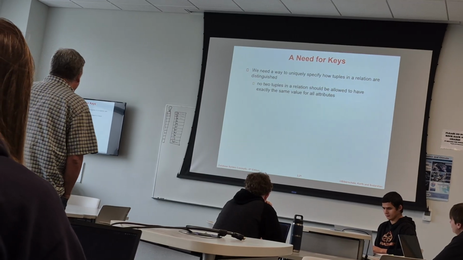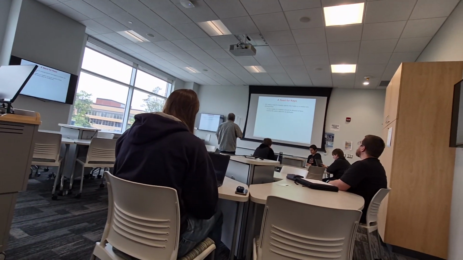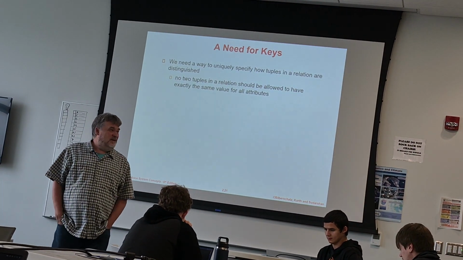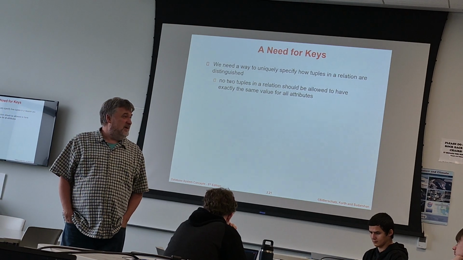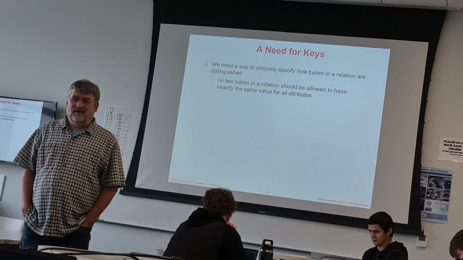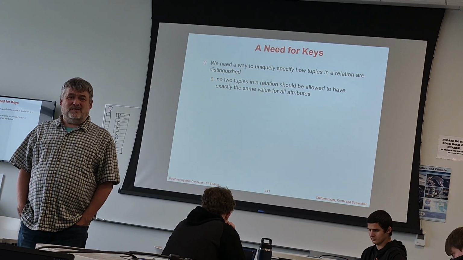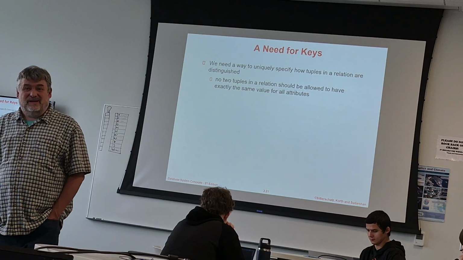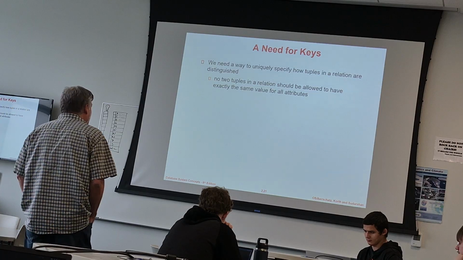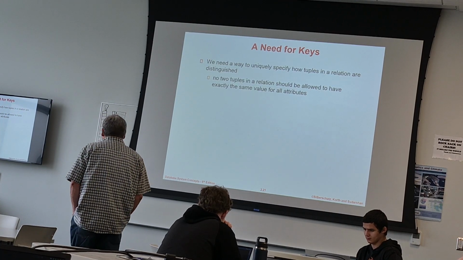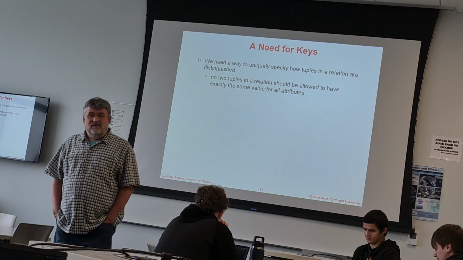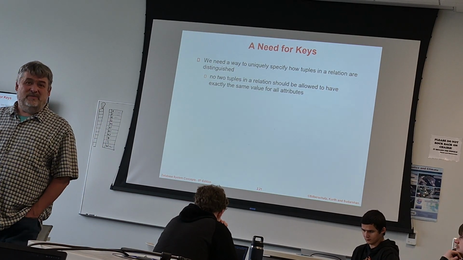So I was talking about keys, and I remember that when I introduced this slide last time, I basically parroted the first line on this slide. We need a way to uniquely specify how tuples in a relation, how rows in a table are distinguished. And nobody questioned me. Why? Why do we need a way to uniquely specify how rows in a table are told apart? Why is that essential for the efficient running of a database?